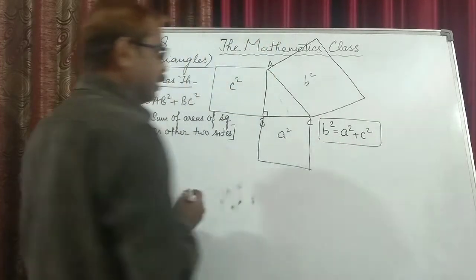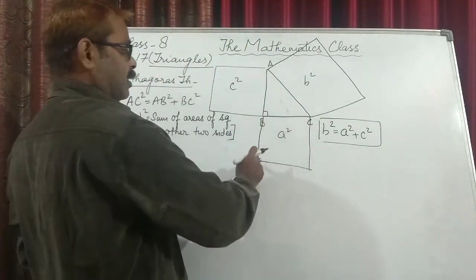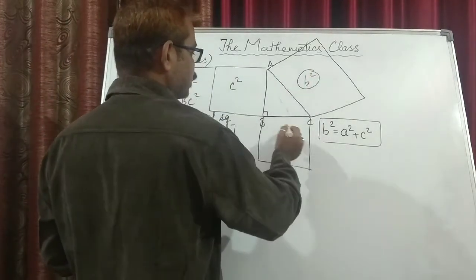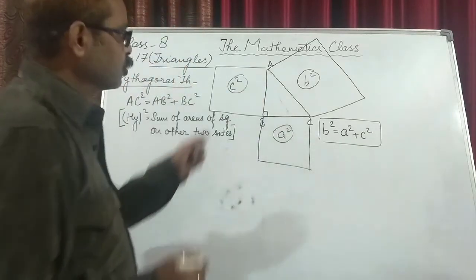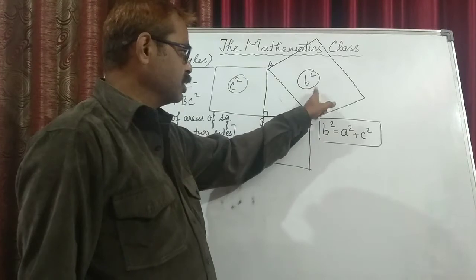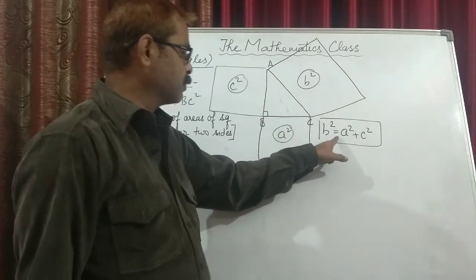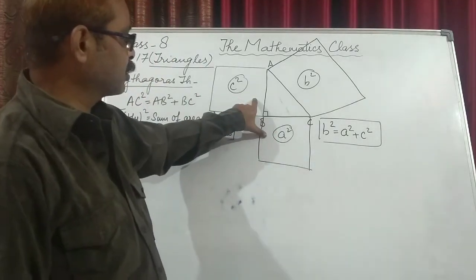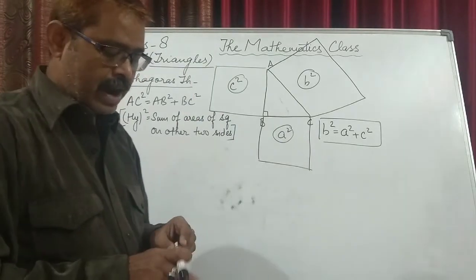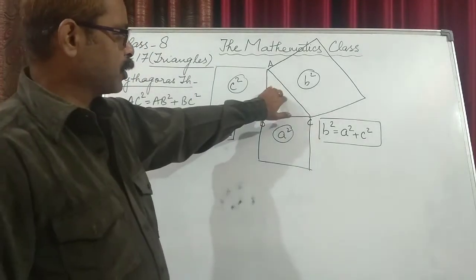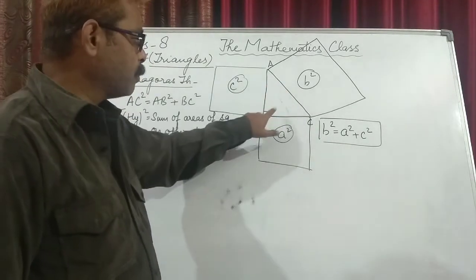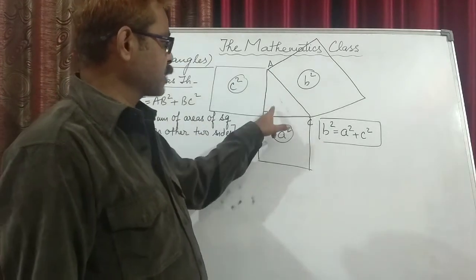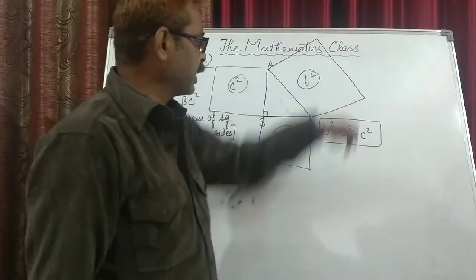It means if there is a right angle triangle, the square made on its hypotenuse, suppose I say its value is B square, and this is A square and this is C square, is equal to the sum of the squares made on the other two sides. In a triangle there are only three sides, and if it is a right angle triangle, the hypotenuse is the side opposite to the 90-degree angle. So you can see angle B is 90 degrees and opposite to angle B is AC. So I have made a square on this AC.